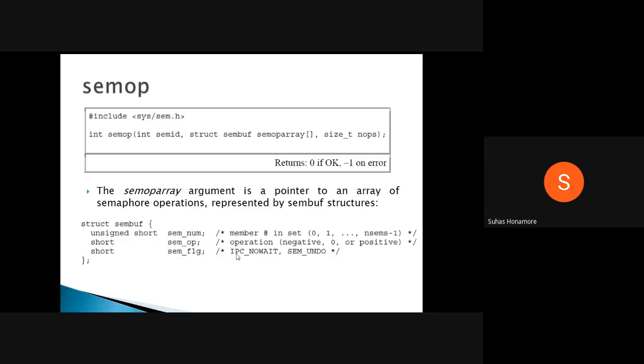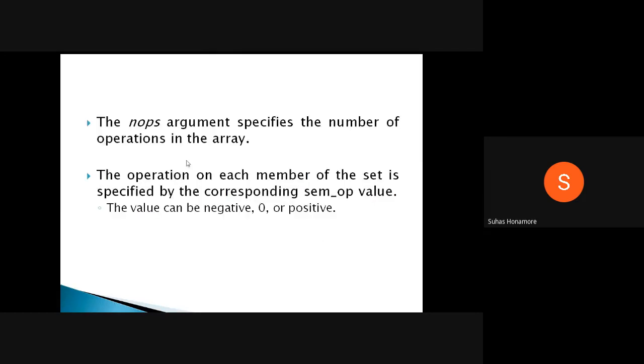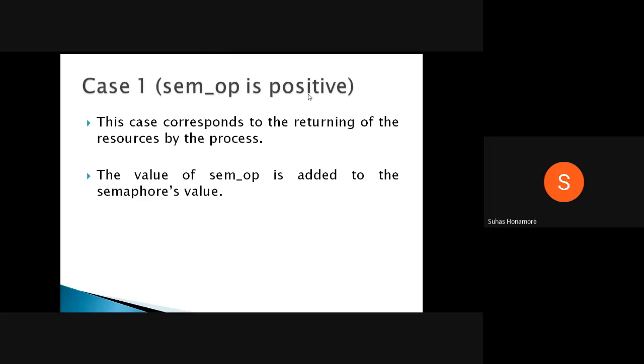It's nothing but the previous one, whatever you did, that undo kind of thing, or whether you have to wait or not. Those kinds of things you can mention while doing this operation. So this operation is again negative, zero, or positive, and these are listed here. If it is positive, normally it will return those resources and come out.